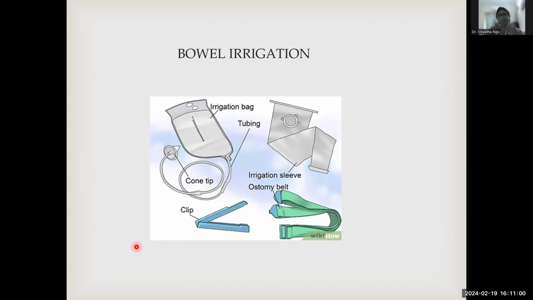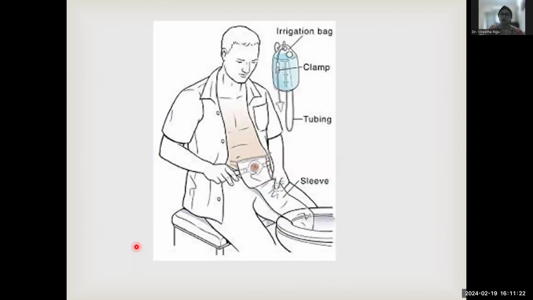Once the entire fluid has run through, the irrigation sleeve is fitted onto the colostomy, so that all the water and the fecal material that has gone in is thrown out through the irrigation sleeve. This I shall show. This is how it would look. Now, through the irrigation sleeve, you can see how the patient is placing the other end of the sleeve into the commode, so that all the excreta is gone.